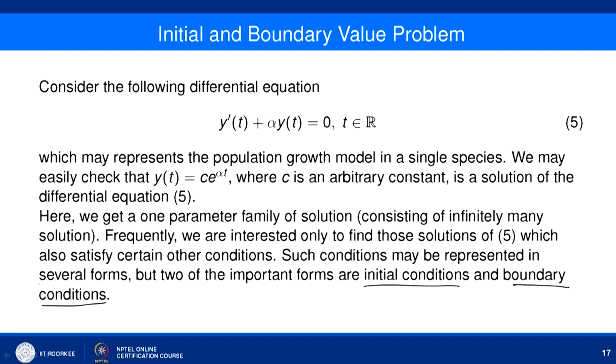There are several other forms also available, but here we consider only these two. They are initial conditions, non-linear non-local conditions, impulsive conditions, and several other conditions are available, but here we will restrict ourselves to initial conditions or boundary conditions. So, what are these initial conditions or boundary conditions?